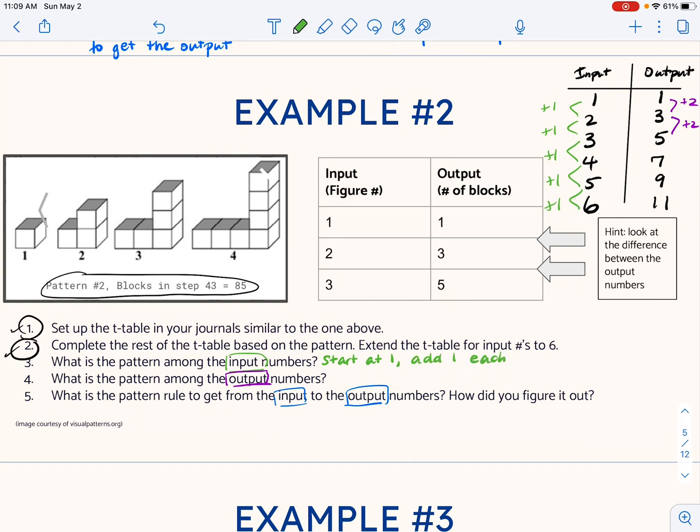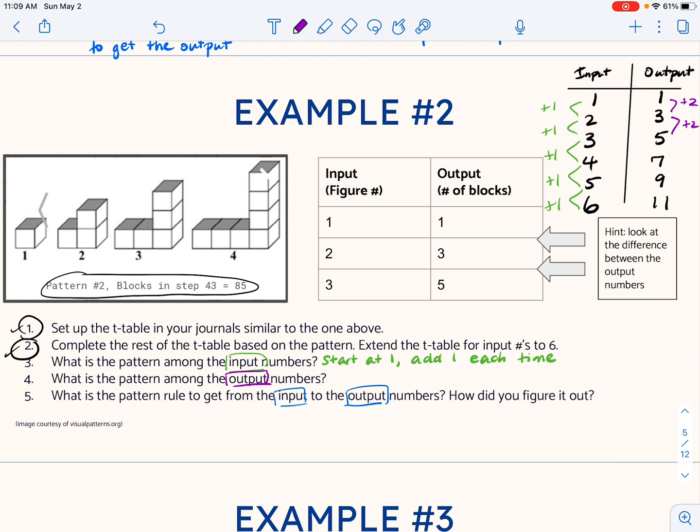You may wonder, why are we looking at the pattern amongst the input and the output numbers? In this example, particularly, the pattern amongst the output numbers will help you figure out what the pattern rule is from the input to the output. Okay, now let's look at the pattern among the output numbers.